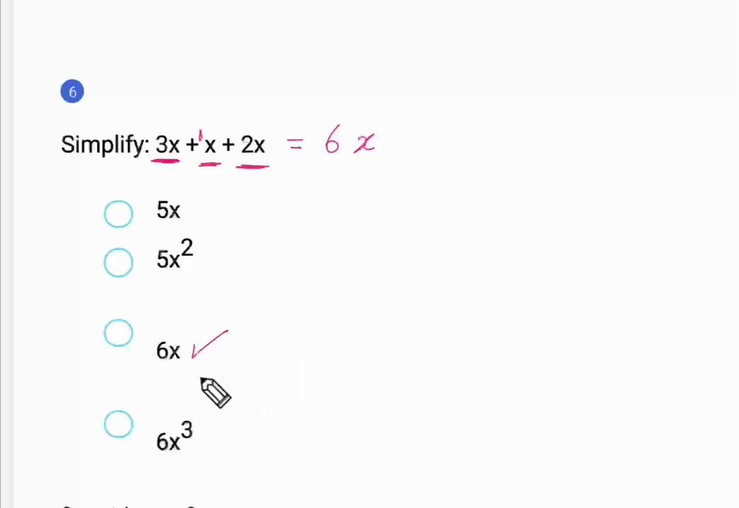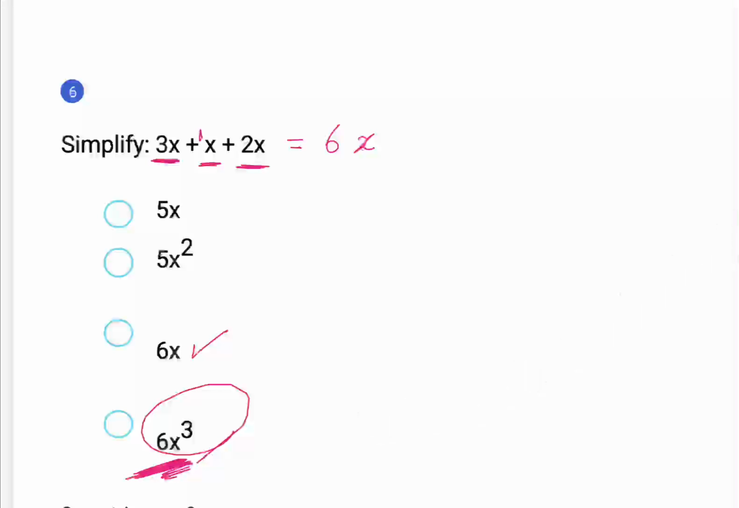I have a question here. Why is this one wrong? The last one. Why is it wrong? If you can tell me the reason, use your mic. What is the question? Why is this one wrong?